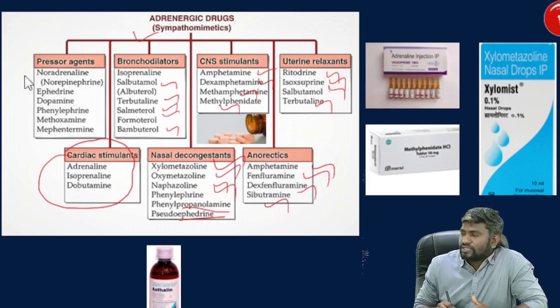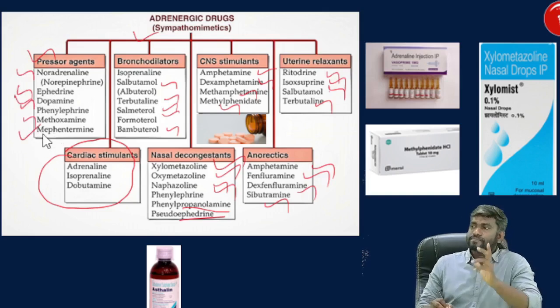Next, the anorectics are going to be the amphetamines, fenfluramine, dexfenfluramine and sibutramine. And last but not the least, we have the pressor agents, which are going to be noradrenaline, ephedrine, dopamine, phenylephrine, methoxamine and mephentermine. Great.